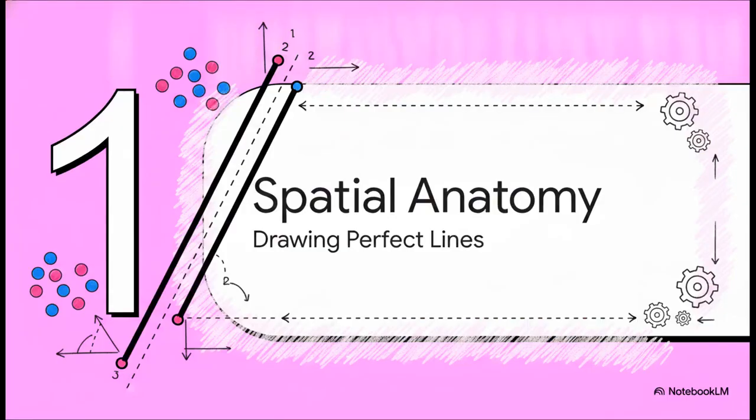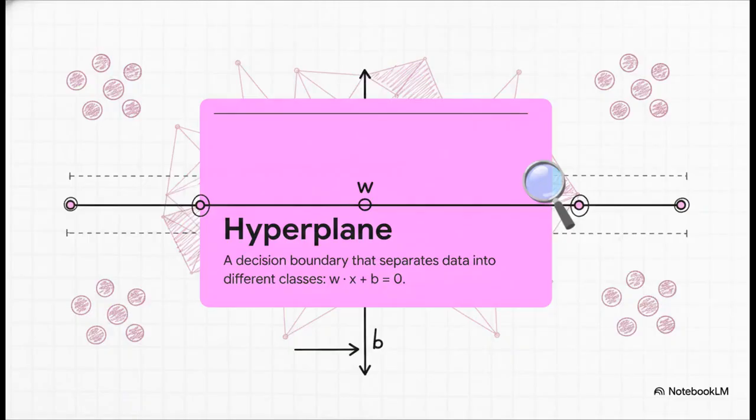Let's break down the spatial anatomy of how it draws that perfect line. The foundational spatial concept here is the hyperplane. Now, if we're just looking at a flat 2D graph, sure, it's just a line. But in machine learning, we're usually dealing with hundreds of dimensions, so we call it a hyperplane. This is the ultimate decision boundary. Mathematically, it's defined by a weight vector, which tells us the angle of the plane, and a bias term, which essentially shifts it into the exact perfect position.